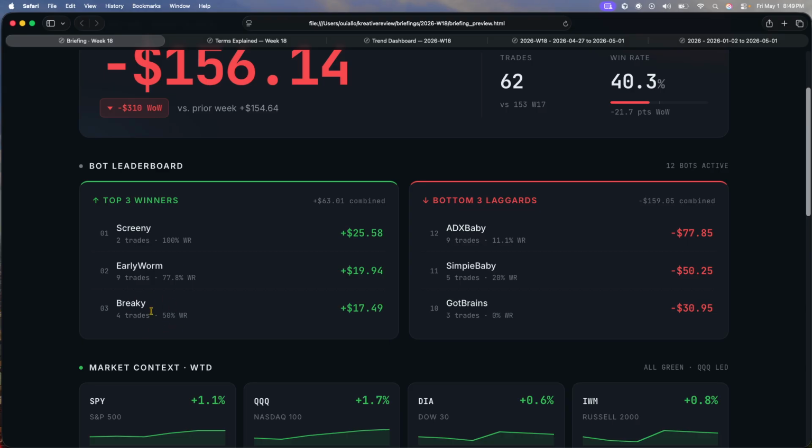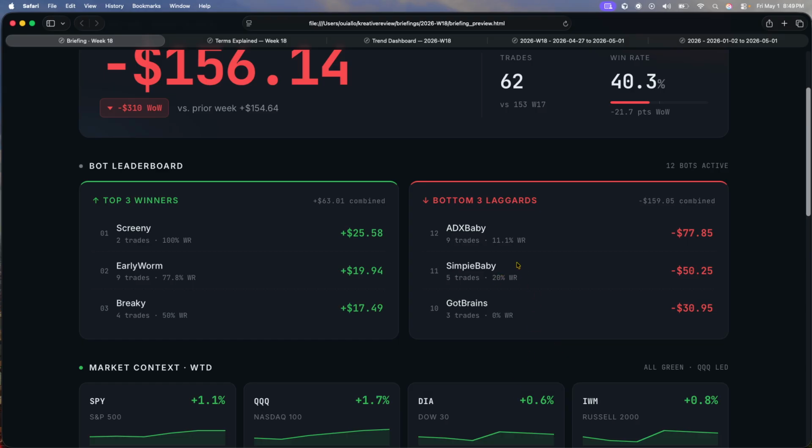And we have Breaky Baby, and Breaky is our break of structure bot, right? So Screeny Baby, 2 trades, batting 1,000. We have Early Worm, 9 trades, over 75%, right? And then Breaky, 4 trades, about 50%. And then we have our draggers, right? Our laggards for the week. We're looking at ADX Baby, 77 bucks, 11% win streak, Simpy Baby.